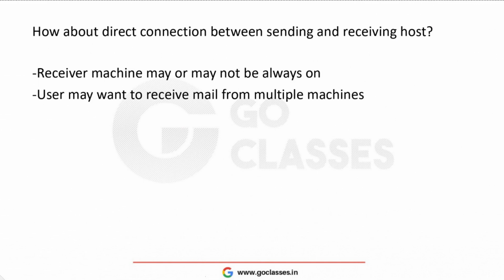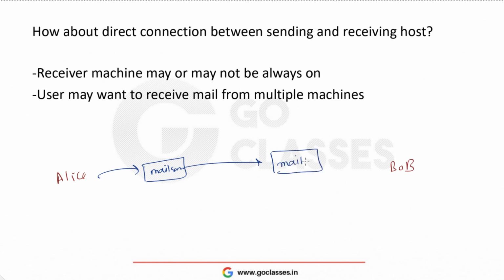The answer is that the receiver machine may or may not be always on. Suppose Alice wants to send a mail to Bob. The way the communication happens is that you send to your mail server, then this mail server sends the mail to Bob's mail server, and then that sends the mail to Bob. So why are we not sending it directly? Because Bob may not always be on. Whenever you want to send the mail, it is not the case that Bob is also on at that time, because the communication is asynchronous. This was the whole idea around email.